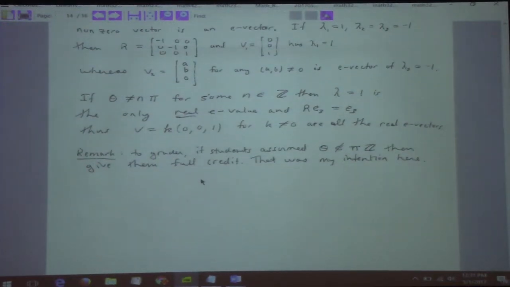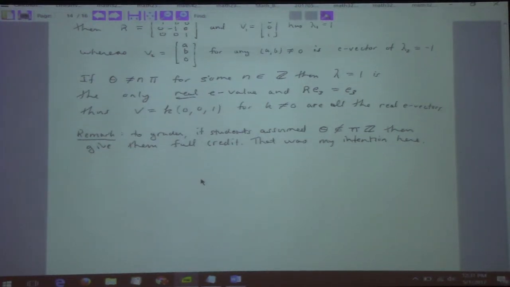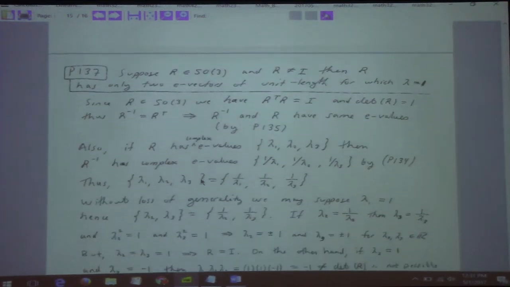All right, to the grader: if students assumed theta was not in pi Z, then give them full credit. That was my intention here. All right, yes. See how nice I am? Let's see here.